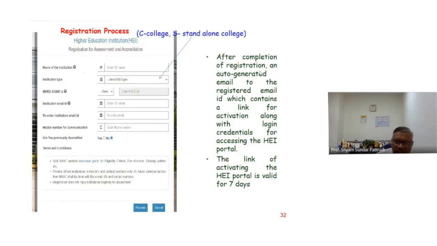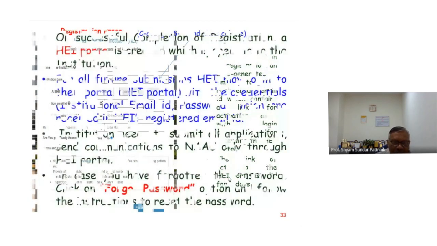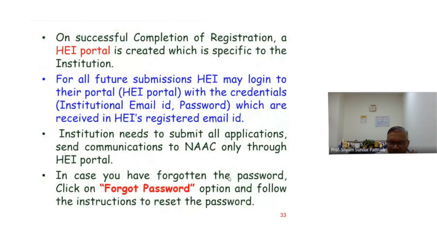After completion of registration, an auto-generated email is sent to the registered email ID, which contains a link for activation along with the login credentials for accessing the HEI portal. So a portal will be created in your name and a link will be provided to you. Your login credentials will be provided to you. This is valid for 7 days, so you have to go to the portal and start working on your IIQA.